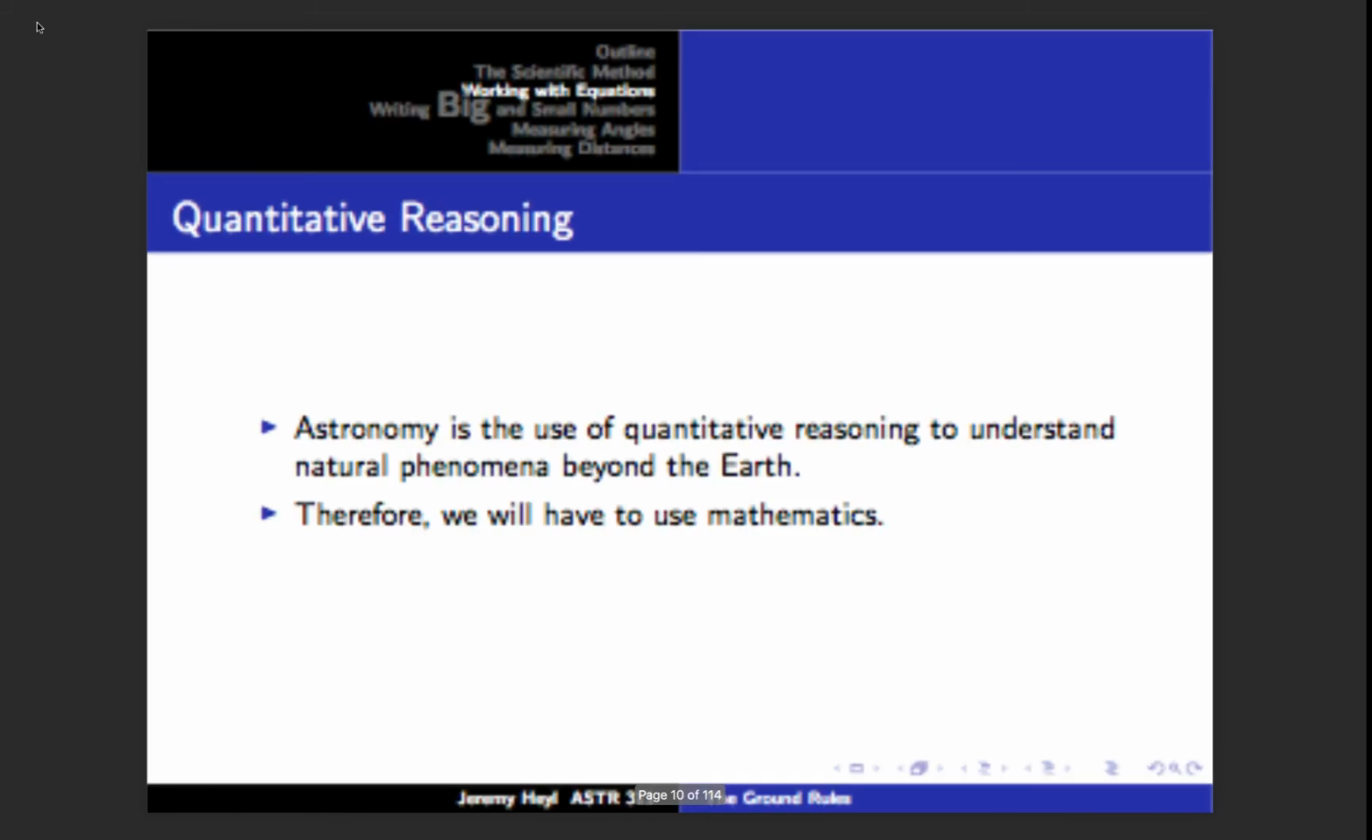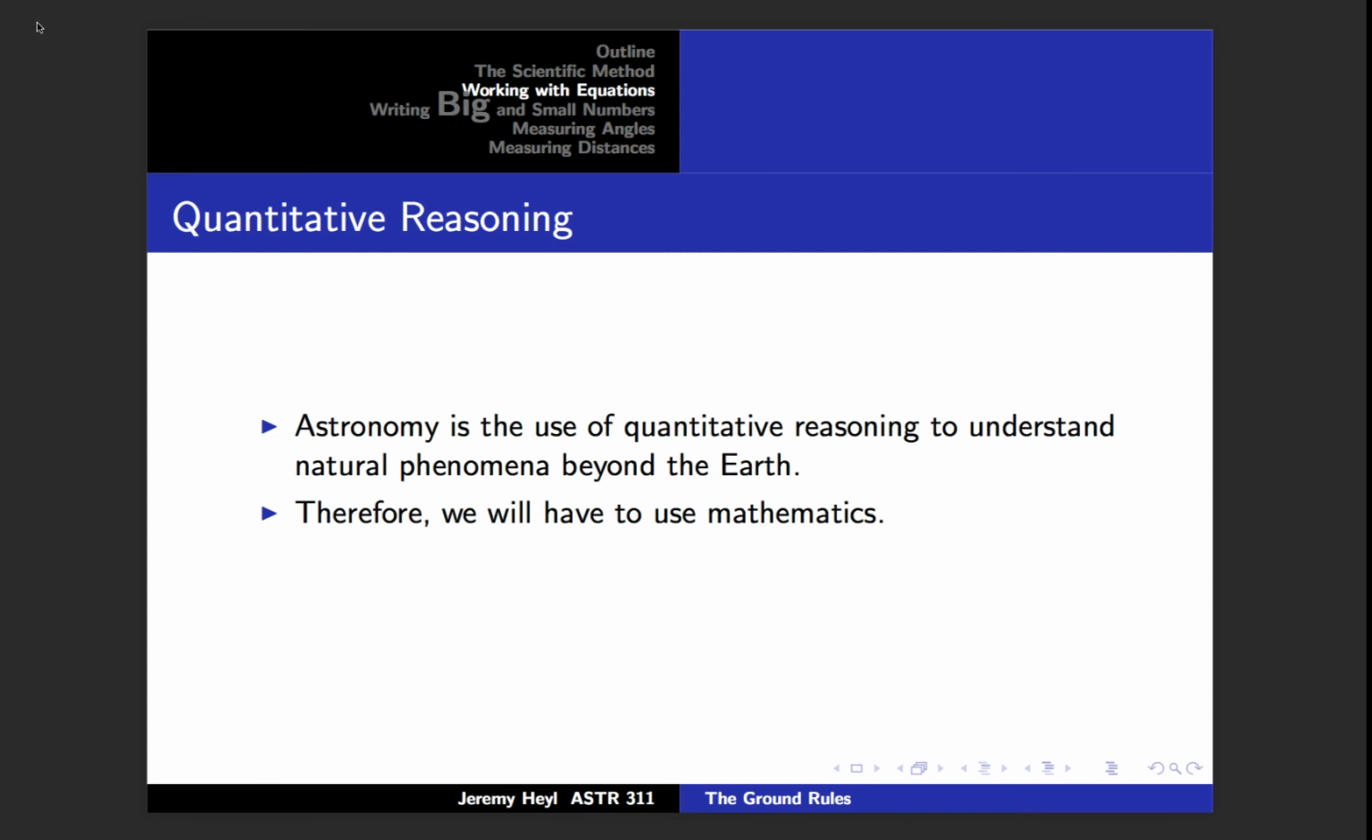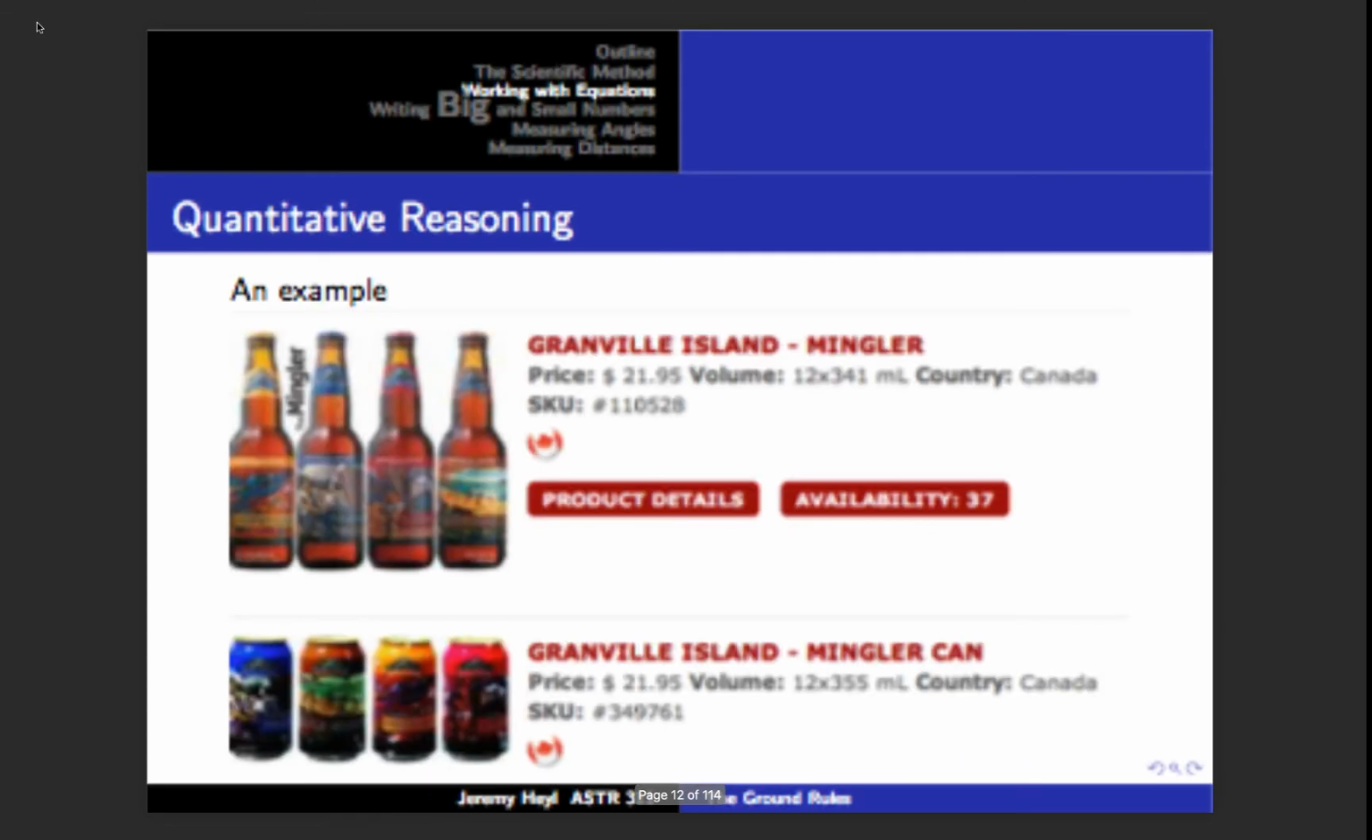One key thing is we're going to use quantitative reasoning. Beyond Newton's law of gravitation, even Kepler's law that I talked about, the ellipse, both of those were mathematical statements. So we will have to use mathematics, okay, and equations. We often use quantitative reasoning in our everyday life. So here's a choice, right? Do I pick the bottles or the cans?